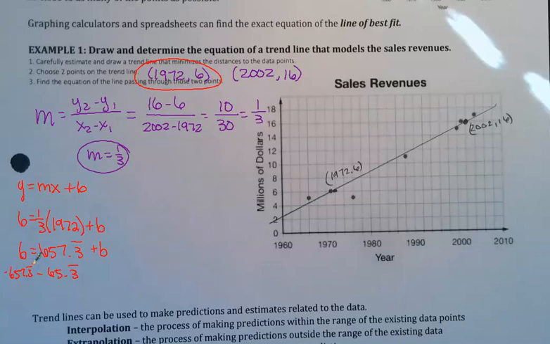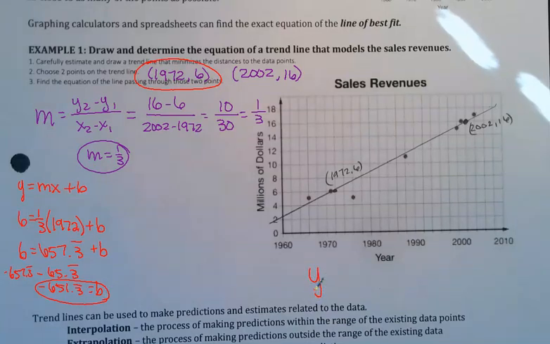Okay, so what's 6 minus 657.3? Negative 651.3 repeating equals B. It just says 0.3333334. You can't put it in as repeating. Yeah. All right, so then do we have our equation? So how do we get our equation? Now we have to put it in slope-intercept form. Okay, so what would that be?